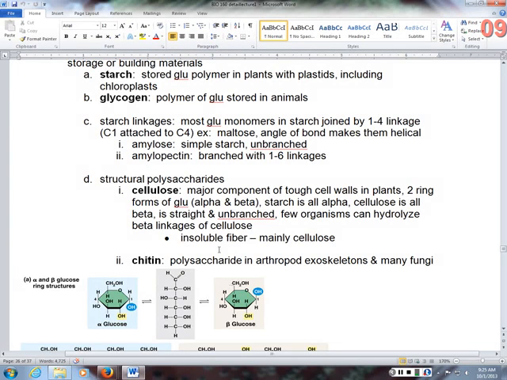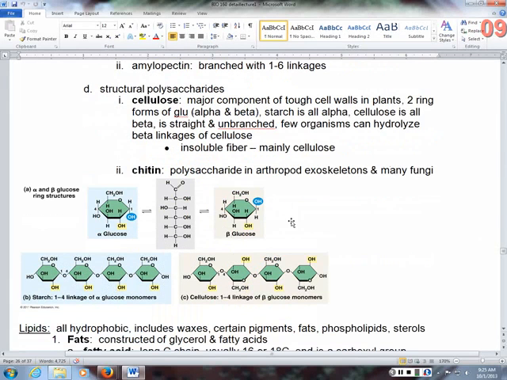So insoluble fiber in your diet is going to be mainly cellulose. It's not meant to be broken down. It's meant to come out whole on the other end, and that fiber is going to help to absorb things and kind of scrub in the gut because it doesn't break down. Chitin is a polysaccharide in arthropod skeletons and a lot of fungi. So that's what is going to give bugs their hard shell on the outside. And that can be fairly hard if you've stepped on a large beetle or something where you can feel it crunch.